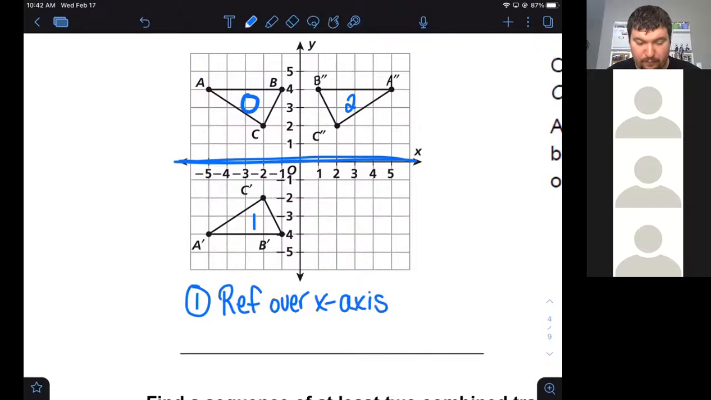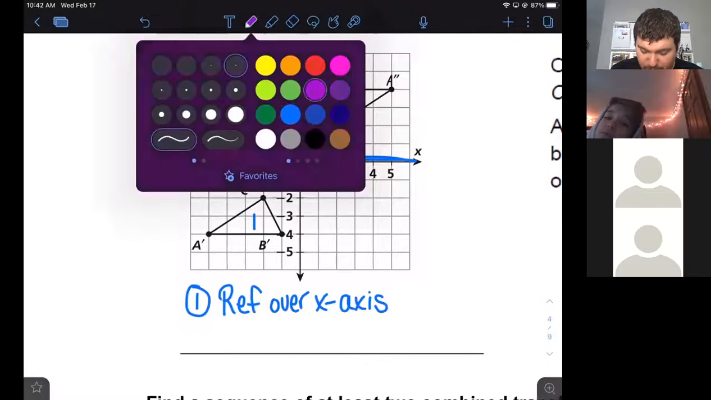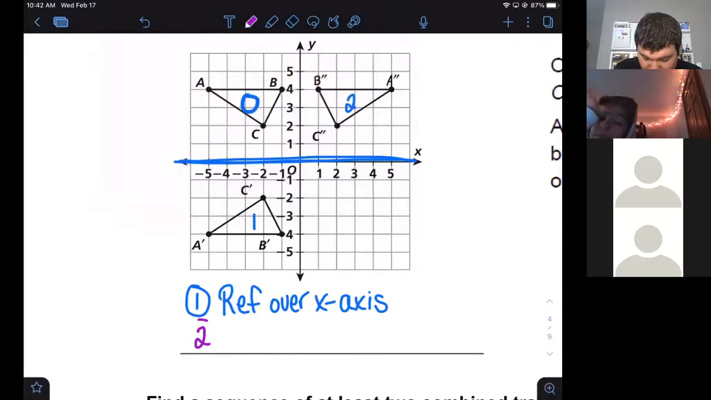That's all I have to write for the first one. Now, to go from the single prime, I'm not going from the original to here. I am not doing that. I'm going from the single prime to the double prime. So what kind of transformation would take me from there to the double prime? A rotation, 90 degrees. You guys got it. Yep, a rotation of 90.